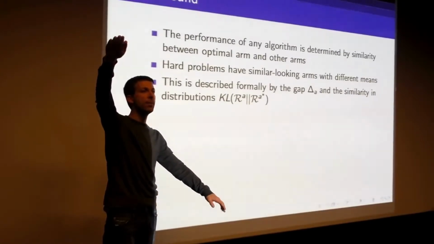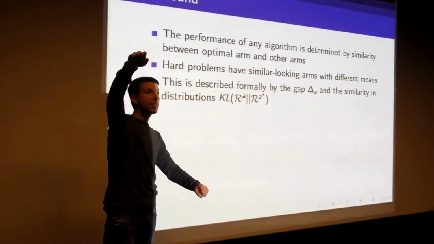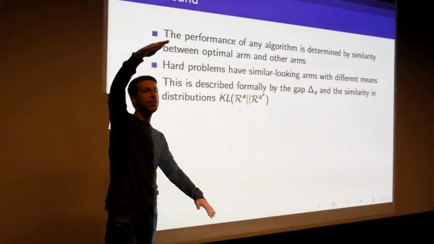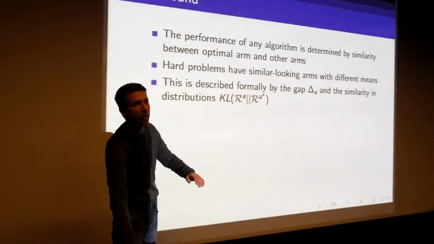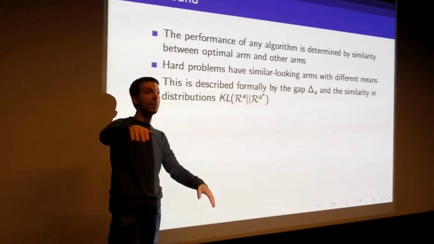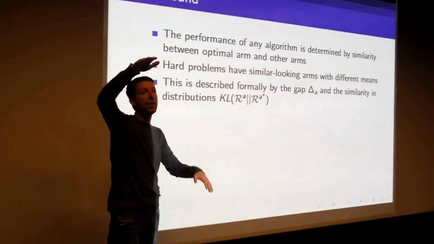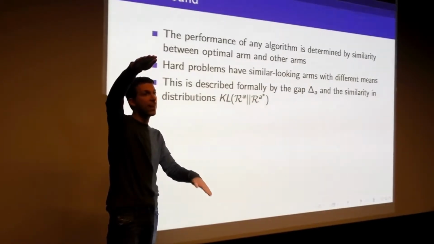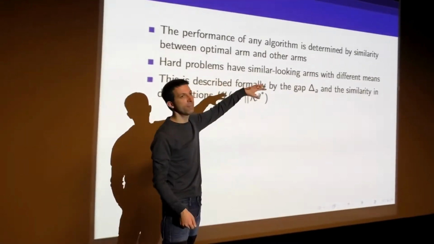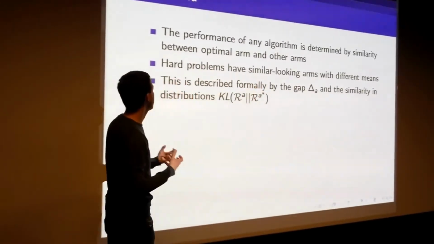A hard problem is something where you've still got one arm that's much better than the other, but there's a lot of noise. Sometimes you take this one and it ends up looking really terrible. Sometimes you take this one and it ends up looking really good. So it's hard to disambiguate them and you make a lot of mistakes. It takes a really long time to figure out that this arm is actually much better than this one. So the hardest problems have similar looking arms with different means. It's hard to tell the difference between them.